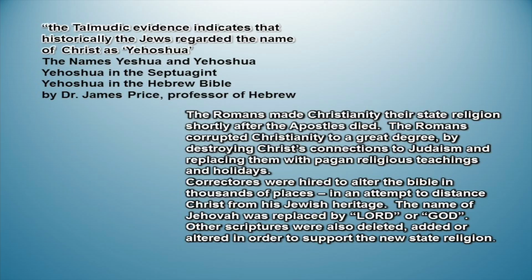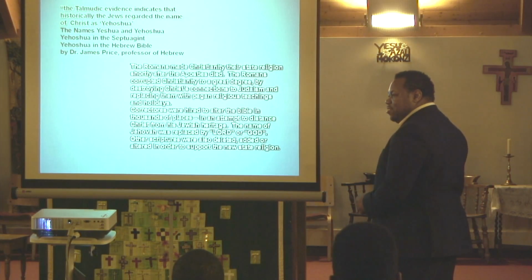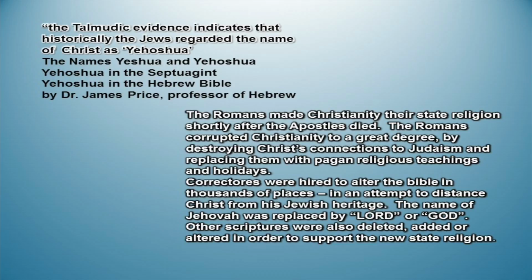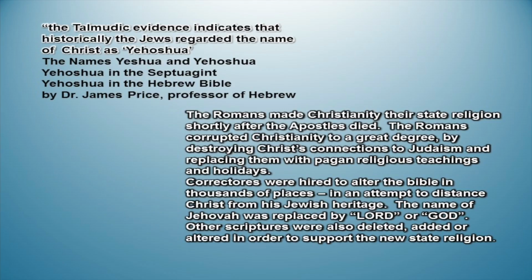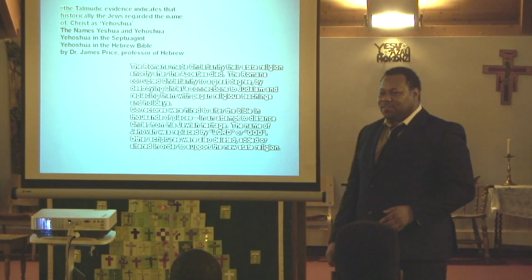The Romans made Christianity their state religion, and shortly after the apostles died, the Romans corrupted Christianity to a great degree by destroying Christ's connections to Judaism and replacing them with pagan religious teachings and holidays. Correctors were hired to alter the Bible in thousands, not tens, not hundreds, thousands of places in an attempt to distance Christ from his Jewish heritage. Did you hear that? The name of Yehovah was replaced by Lord or God. So all of those places you see Lord and God, it's supposed to be his name. Other scriptures were also deleted, added, or altered in order to support the new state religion. That's from the same book. Did you take it on board?